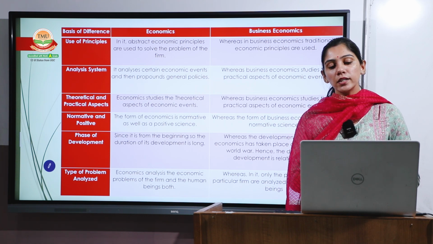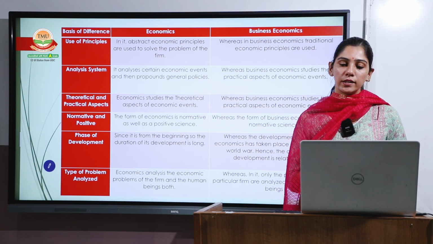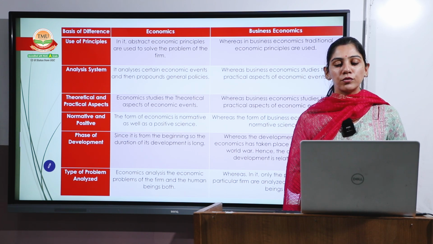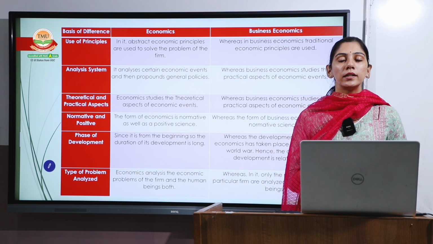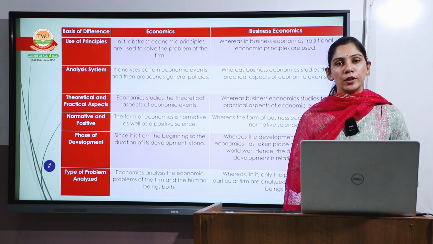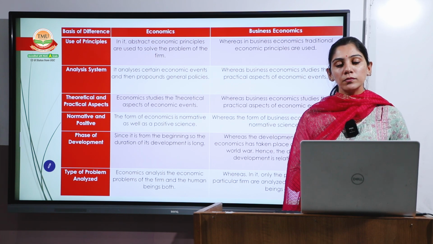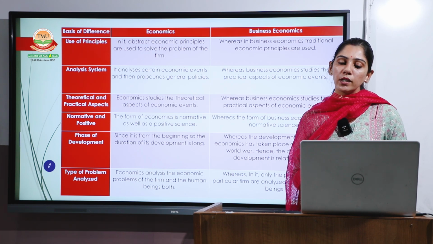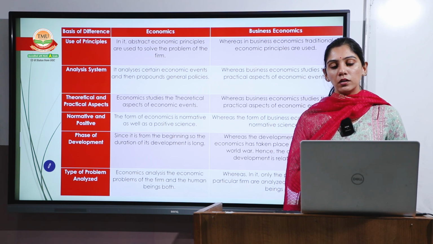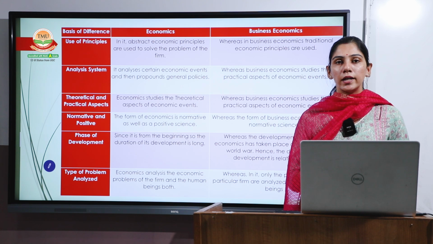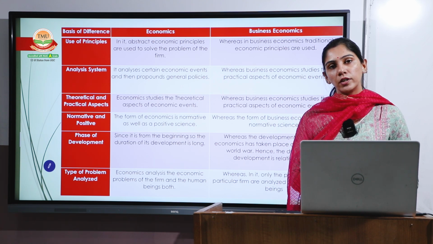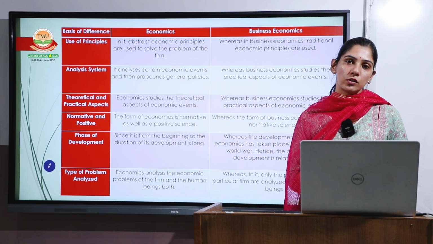The last difference is type of problem analyzed. Economics analyzes the economic problems of the firm and human beings. There are three basic economic problems: what to produce, how to produce, and for whom to produce. Whereas business economics analyzes only the problems of the particular firm and not of human beings. So this is the basic difference between economics and business economics.